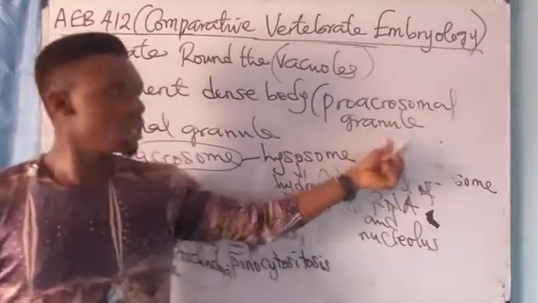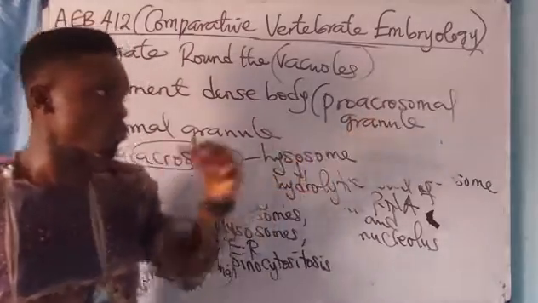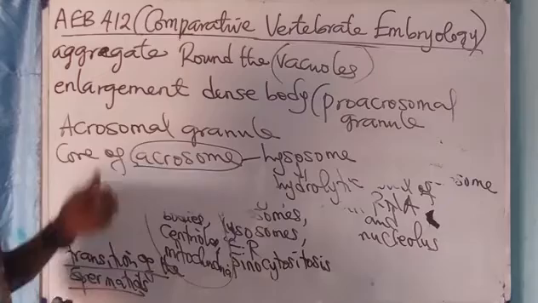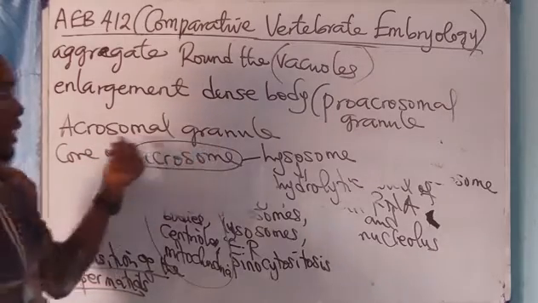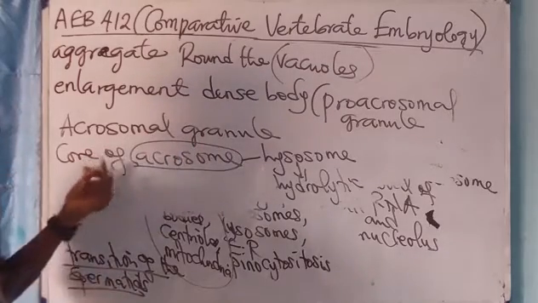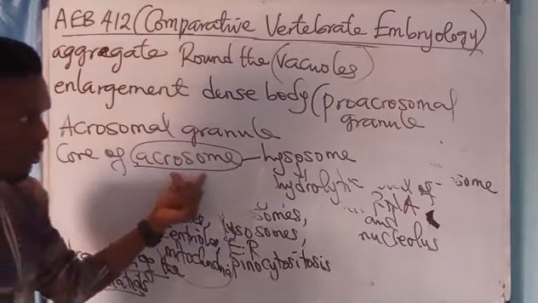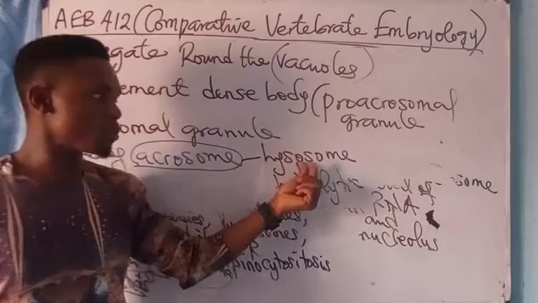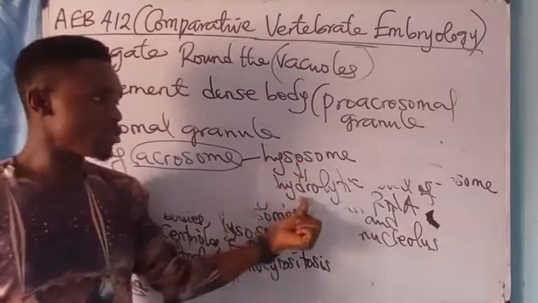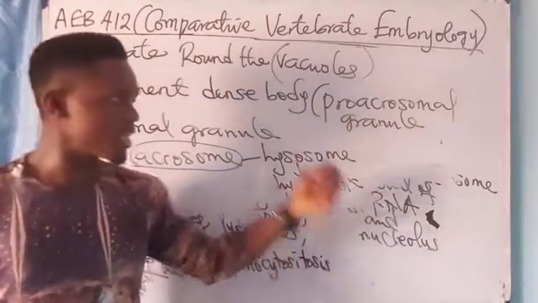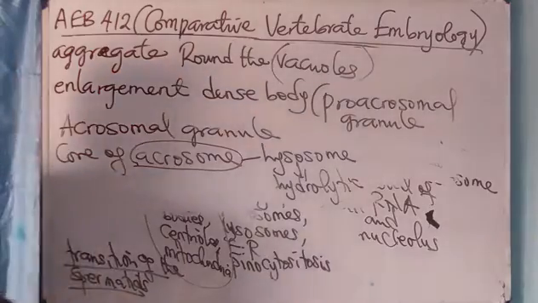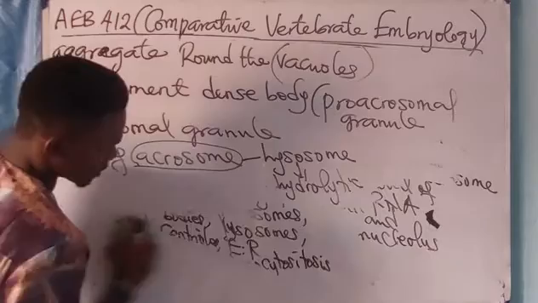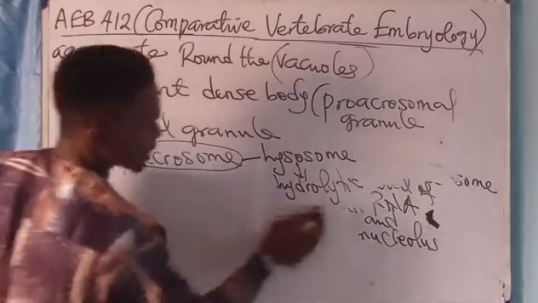Proacrosomal granules. Now these proacrosomal granules would undergo what? Increase. They will increase in size to produce what? Acrosomal granule. It is this acrosomal granule that will now produce the acrosome. Now this acrosome is found in the head. It has a lysosome. Inside the lysosome we have the hydrolytic enzyme that dissolves the egg during what? Fertilization. Okay, please take note of that. Take note of that. That is not the end.